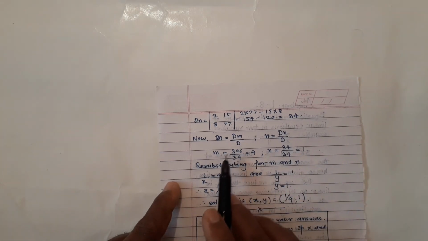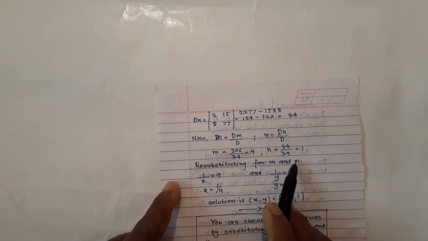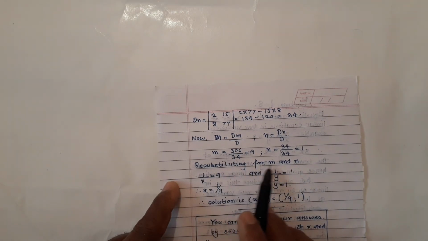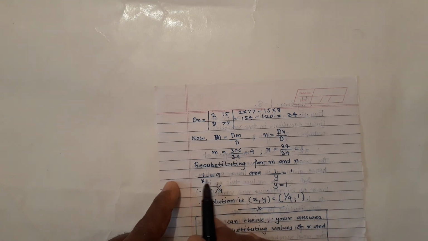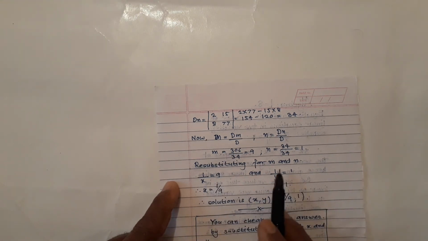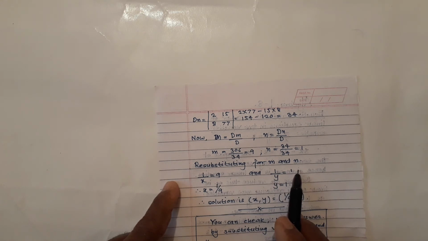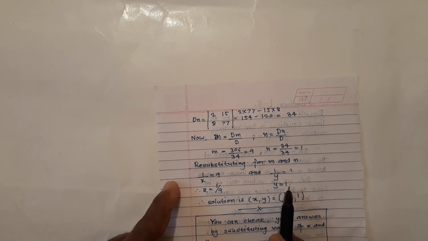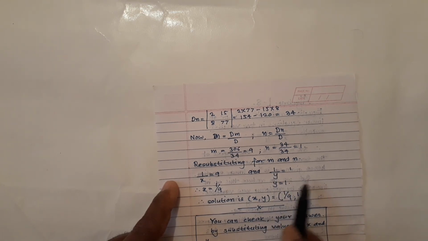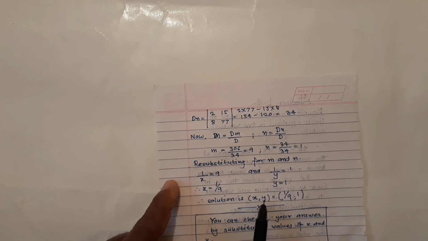Then you resubstitute for m and n. So resubstituting, m is equal to 1 upon x, so 1 upon x is equal to 9 and 1 upon y is equal to 1. And therefore x is equal to 1 upon 9 and y is equal to 1 upon 1, that is 1. And the solution is x comma y is equal to 1 upon 9 comma 1. Okay.